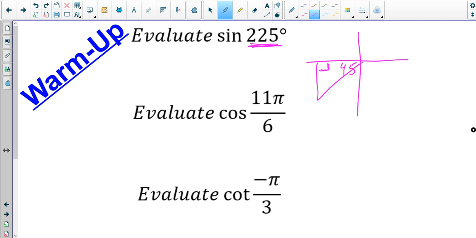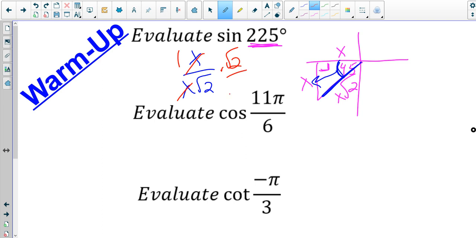So we can realize that this is then a 45, 45, 90 right triangle. So we label our triangle as x, x, and x square root of 2. The sine is always equal to the opposite divided by the hypotenuse. The hypotenuse is always our longest side, which is x square root of 2. So here we can see that the x's cancel out. I'd be left with 1 over the square root of 2. We rationalize the denominator, and I end up with the square root of 2 over 2.